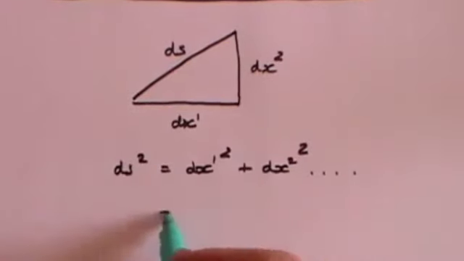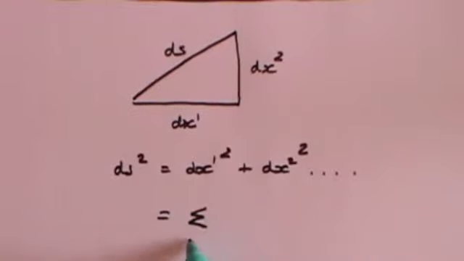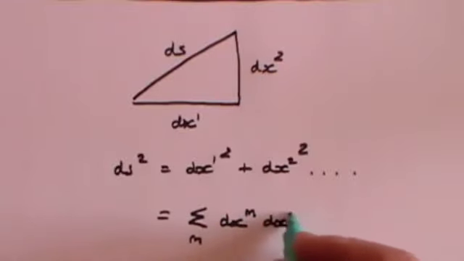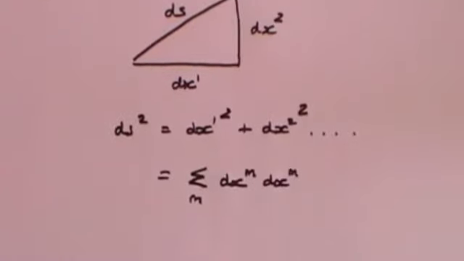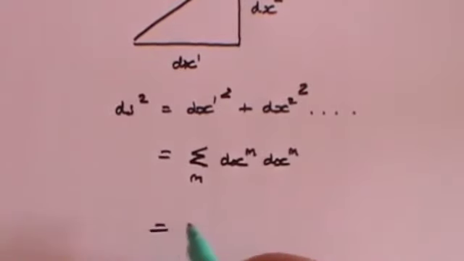And you'll agree, will you not, that that is simply the summation over m of dxm times dxm. In other words, when m is 1, you get dx1 squared. That's that term. When m is 2, you get dx2 all squared. That's that term. If m were 3, you would get a further term, dx3 squared.